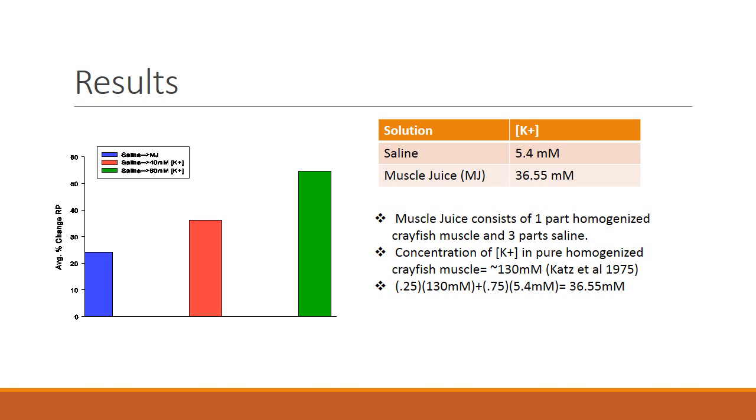As can be seen by the graph on the left, there was a positive percent change of about 24% when the saline was swapped for muscle juice plus saline. And as the potassium concentration increased in the solution, so too did the average percent change in resting potential.